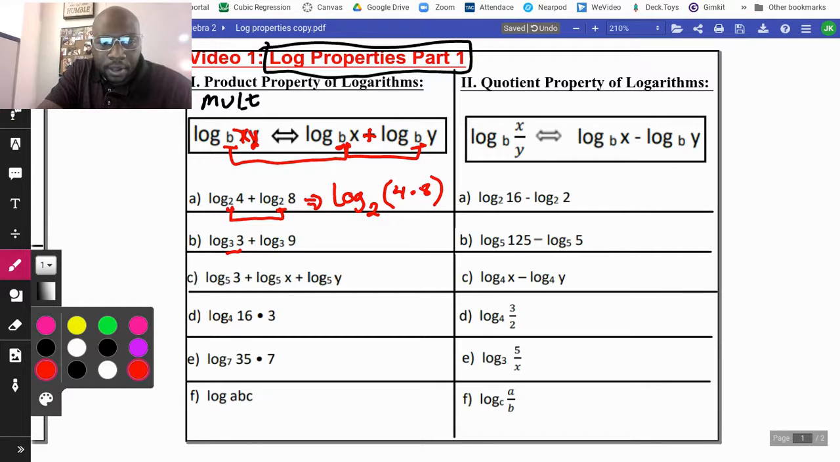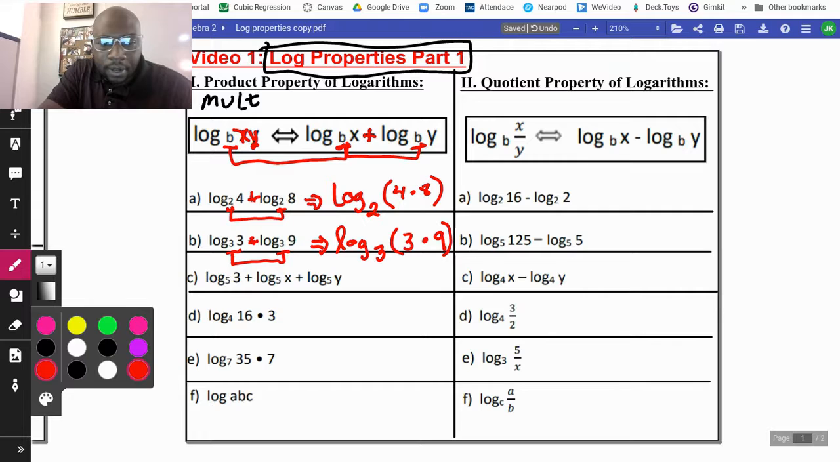Here's the next one. I have log base 3 and log base 3. The bases are the same. Then you will just do this because that's a plus right here. Since they're plus, you'll be multiplying them. So log base 3, open parentheses. You want to guess what I write? 3 times 9.